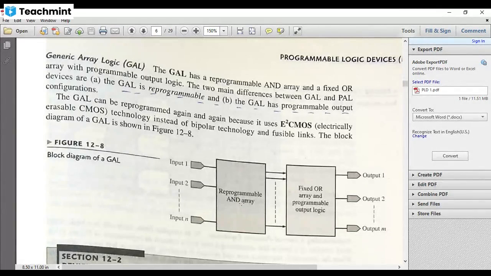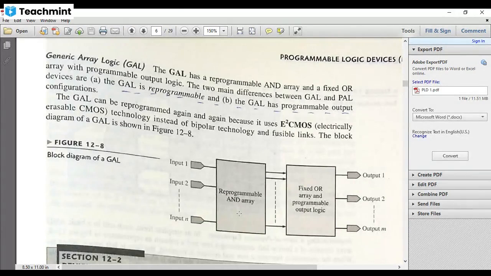The AND array is only one-time programmable, because of the bipolar technology we are utilizing. Once it is blown off, there is no chance to make the contacts again. But here it is reprogrammable, and for this the CMOS technology is utilized, specifically E-square CMOS technology, the electrically erasable complementary metal oxide semiconductor. This is utilized for the programming technique.